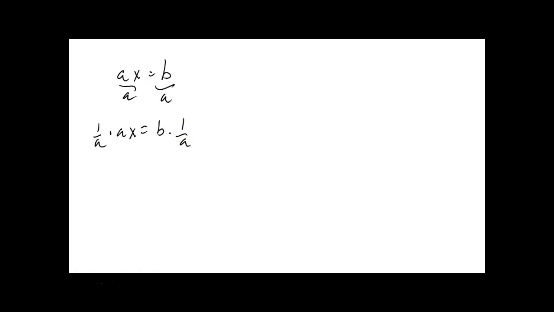Now, here's another way you could express 1 over A. A to the negative 1, okay? That's exactly right. These are all saying the same thing, right? Now, what does A to the negative 1 mean? That's the multiplicative inverse, or the reciprocal, okay? Which is also multiplicative inverse.